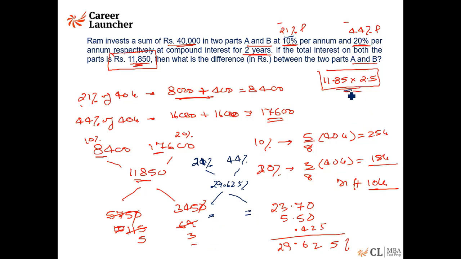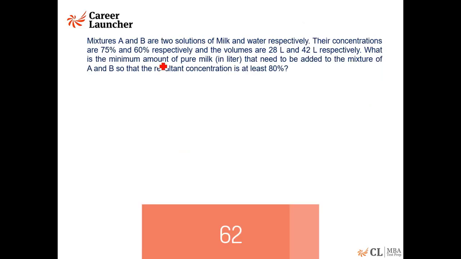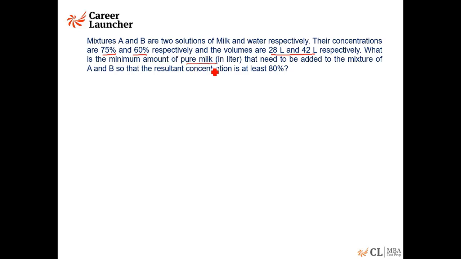Since this was not a very comfortable calculation, I'm more comfortable with this. I went with this, but you could even have allocated the percentage per se. Mixtures A and B are two solutions of milk and water respectively. The concentrations are 75% and 60% respectively, and the volumes are 28 and 42 liters respectively. What is the minimum amount of pure milk that needs to be added to mixtures A and B so that the resultant concentration is at least 80%.